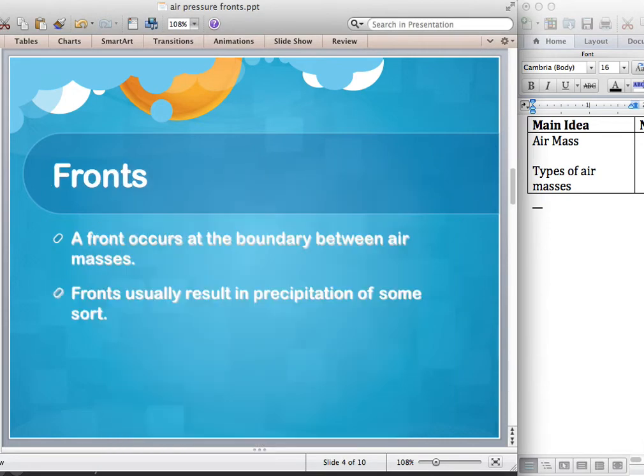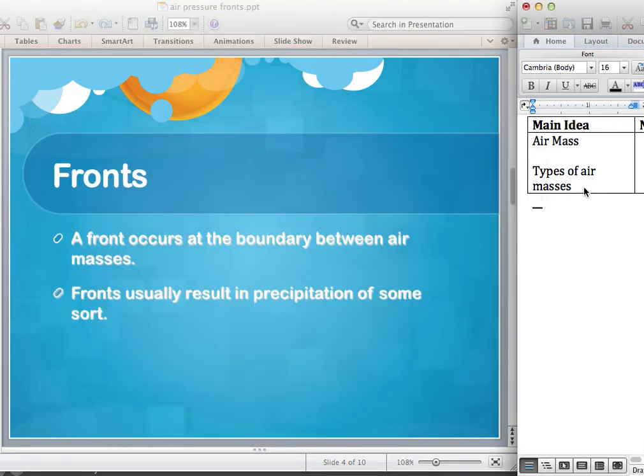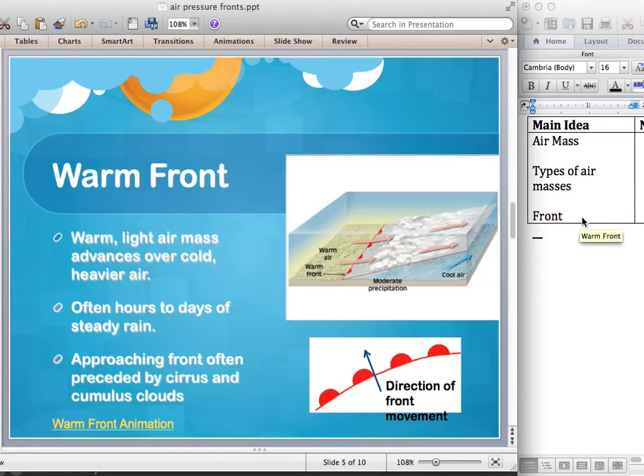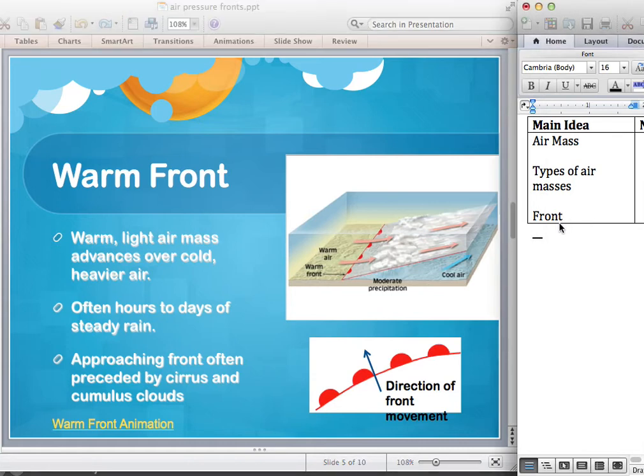So when two air masses meet each other, they form a front. So a front is a boundary between air masses, and they usually result in some kind of precipitation. So we're going to look at each type in order. So our two main fronts are warm fronts and cold fronts.